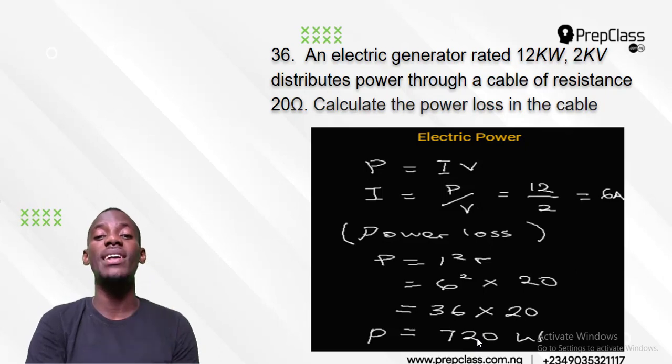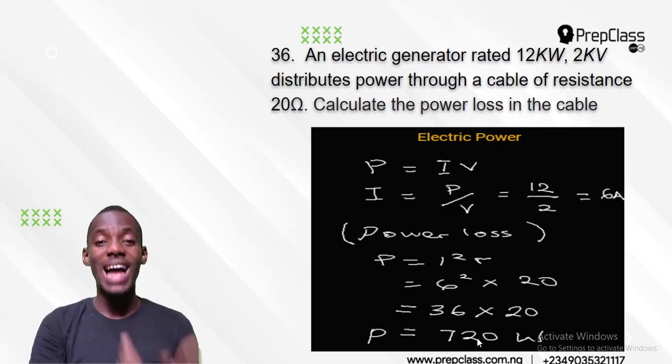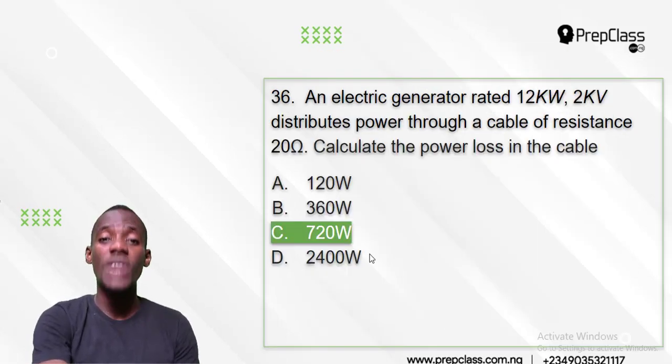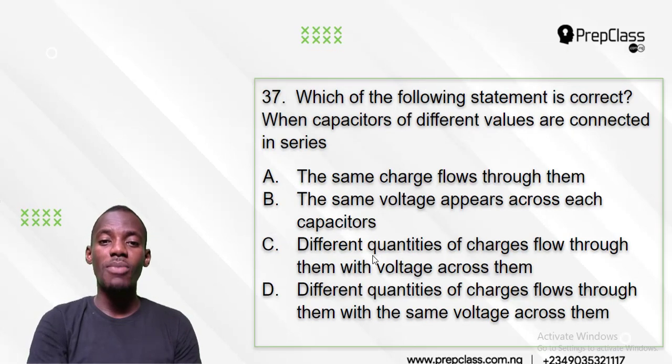So the power loss is 720 watts, and that is the answer, making option C the correct answer for that question. Let's check out number 37.